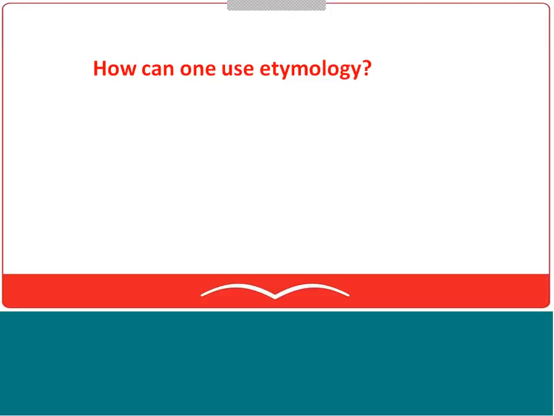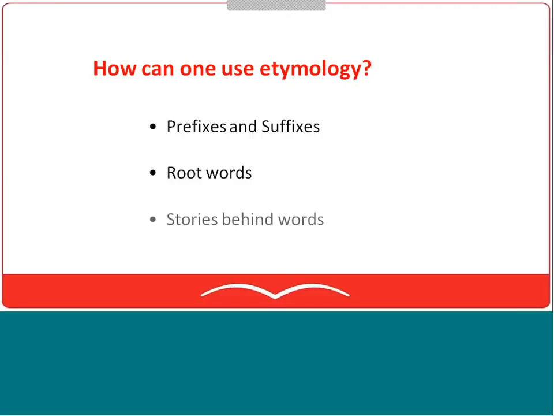Now, how can a GRE student take advantage of etymology? If you know common prefixes and suffixes and the meanings of the common root words, you can know the meaning of more than one word at a time. You can guess at the meaning of words that you're coming across for the first time if you can recognize the common root word. If you know the stories behind words, you remember them better and the recall is also faster.